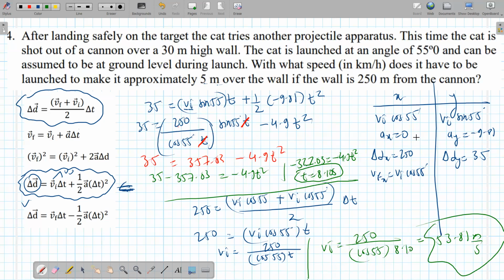All the projectile questions are very similar. If you set it up, you need three things, at least two things. Time: if you can find time, or time in terms of something else, you should do that for the first step.